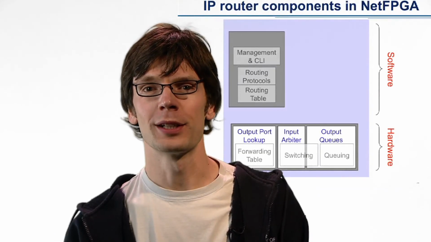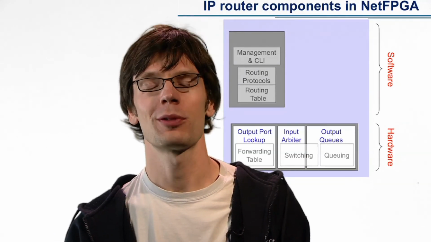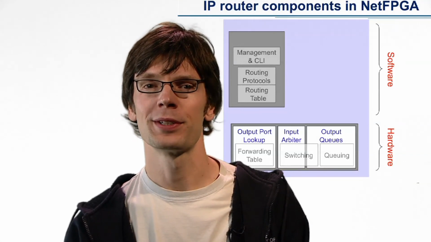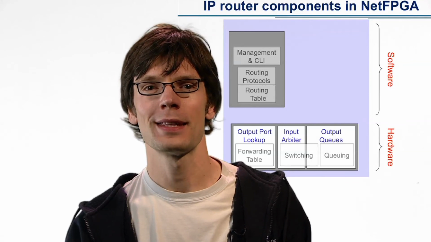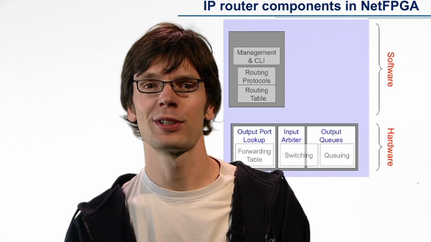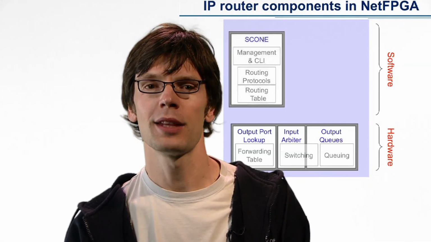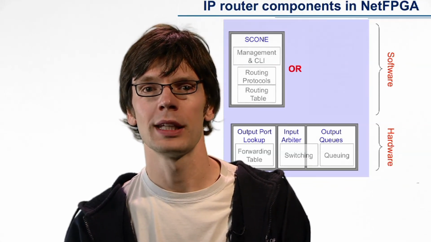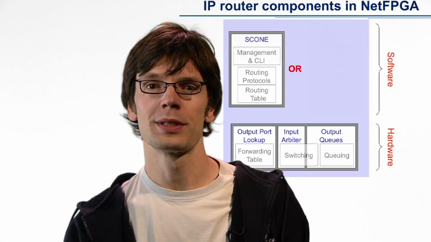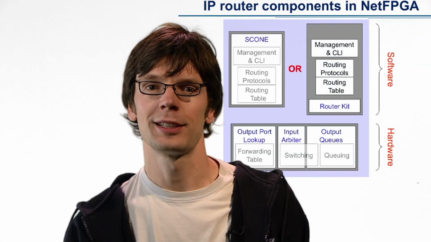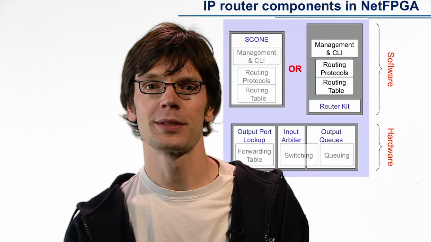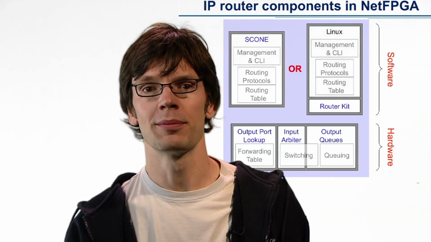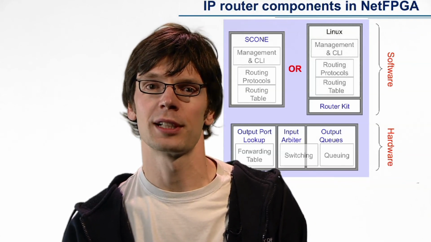Now for the control plane elements: the routing protocol, the routing tables, and the command line interface. These are implemented in software on the host PC. The NetFPGA package contains two versions of the control plane, SCONE and the router kit. SCONE is a completely integrated control plane. It implements all three of the control plane elements. The router kit doesn't actually implement any of the three control plane elements. Instead, it acts to mirror the Linux routing tables into the NetFPGA, thereby providing a hardware-accelerated Linux router.